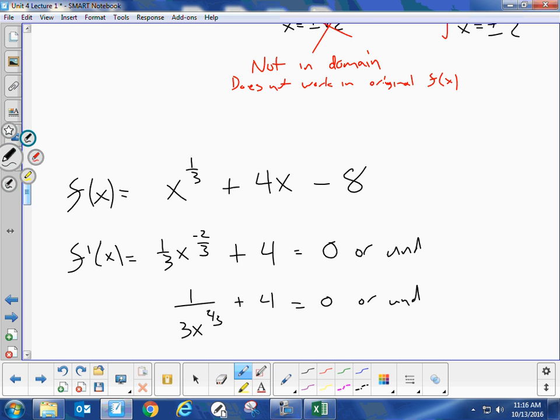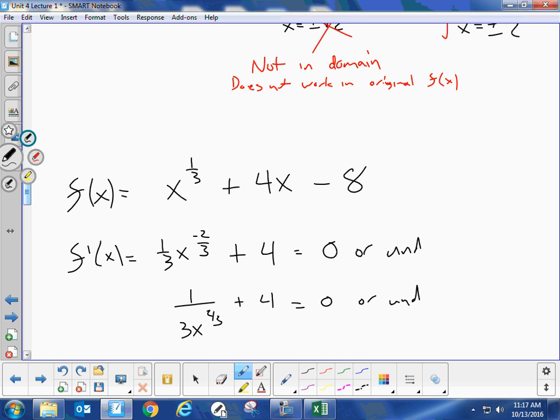Pause here if you got here. Sometimes you guys are freaked out by fractional powers. Don't be freaked out by fractional powers, okay? These are fine. Leave them, okay? Because we can work with fractional powers, piece of cake.